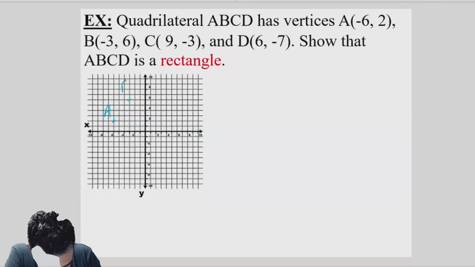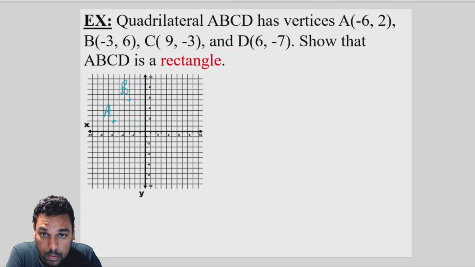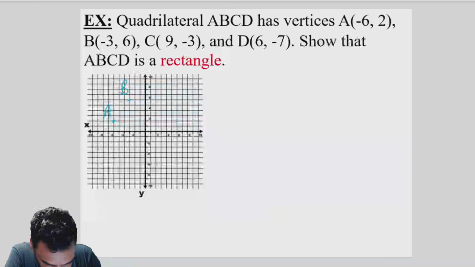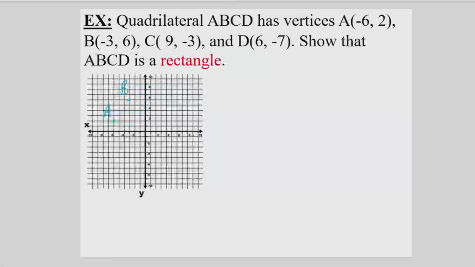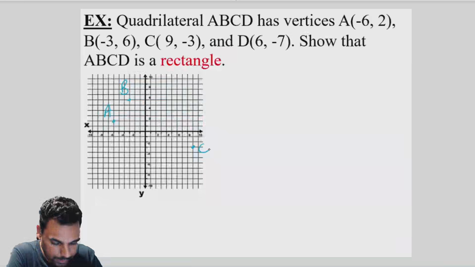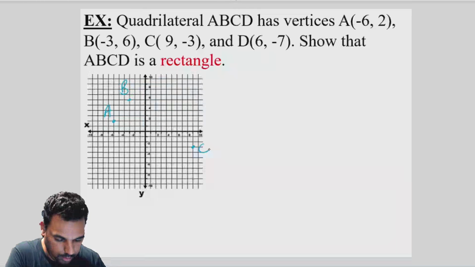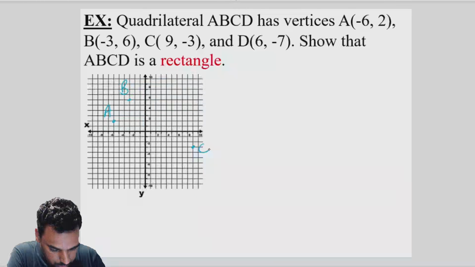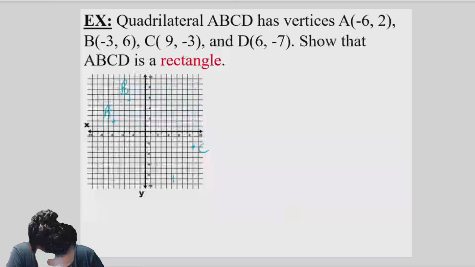This is a little bit tiny on my end. It looks good on the screen, but let's see. C is 9, negative 3. So that's 8, 9. 1, 2, negative 3 is right there. Notice how I'm labeling it as I plot it. You don't want to wait. Otherwise, you could lose track of which point is which. And D is 6, negative 7. That's right here.